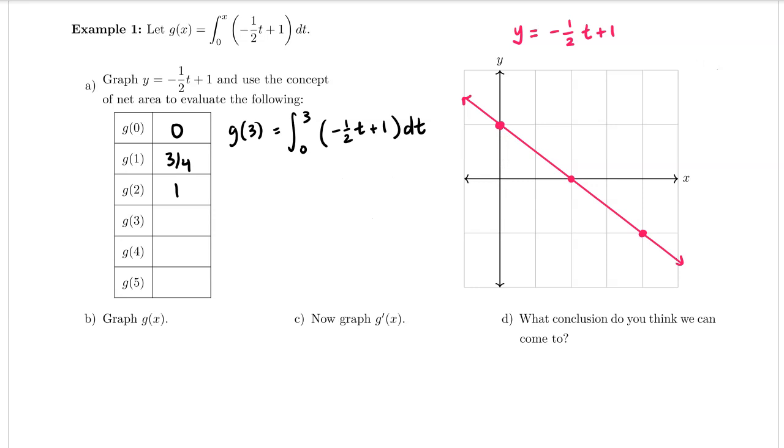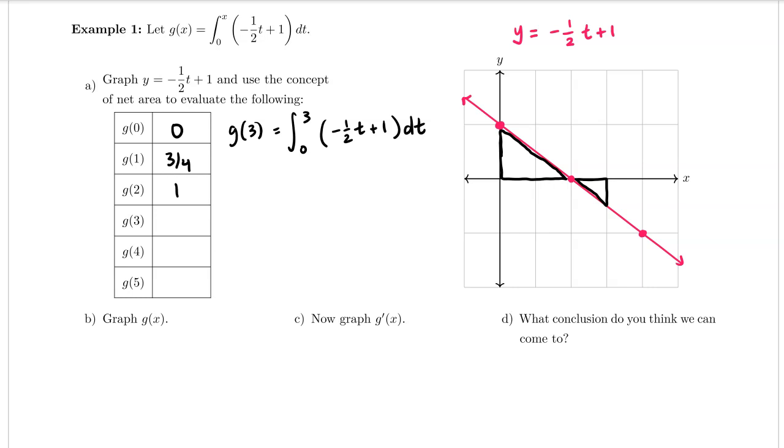Now we want to evaluate g of 3, so we are looking at the area underneath the curve between 0 and 3. And notice that between 0 and 2 we have that triangle that we drew previously, and then from 2 to 3 we have a triangle as well, but that triangle is underneath the x-axis.